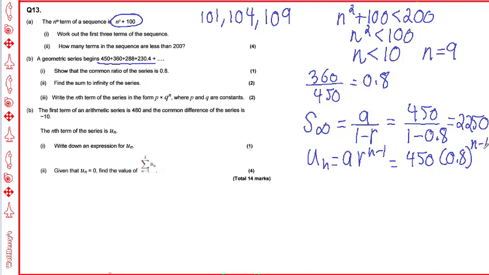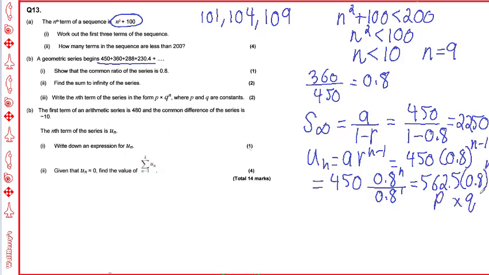Now, if you recall in surds and indices, when you have a power that's minus, it means division. So keep the 450, 0.8 to the power n divided by 0.8 to the power 1. Now, divide these two and leave that one there. 450 divided by 0.8 is 562.5, and leave 0.8 all to the power n. So p times q to the power n.